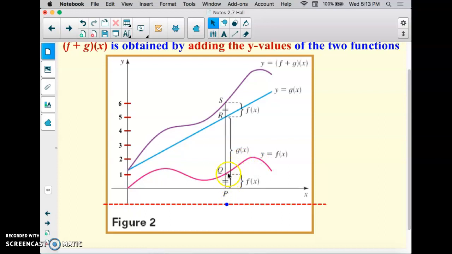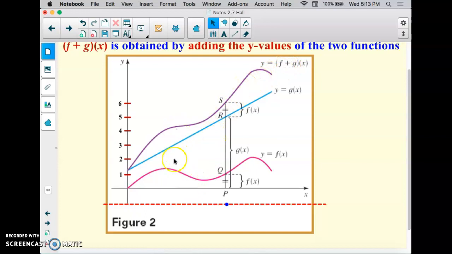So if you look at right here, this point right there, it looks to be about 1 for the purple graph. If I go up to the blue one, it looks to be about 5. And if I add those up, 1 plus 5 would give me 6. It gives me the point for this purple one, which is f plus g of x. So adding f of x, this value of y, and g of x, this value of y, gives me 6, the value of f plus g of x.